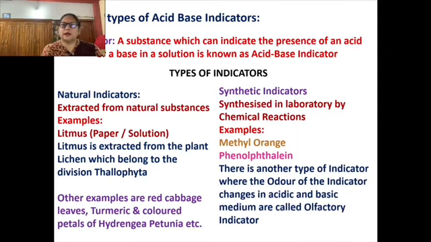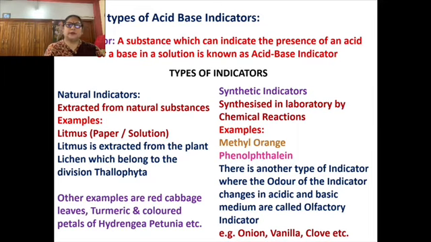Now there is another type of indicator. In case of litmus paper and in case of methyl orange and phenolphthalein, we consider the color change in the indicators or in the solution. But there is another type of indicator in which there is no color change, but there is a change in the odor of the indicator. So this special type of indicators are known as olfactory indicators. Some examples are onion, vanilla, and clove. These are some examples of these olfactory indicators.